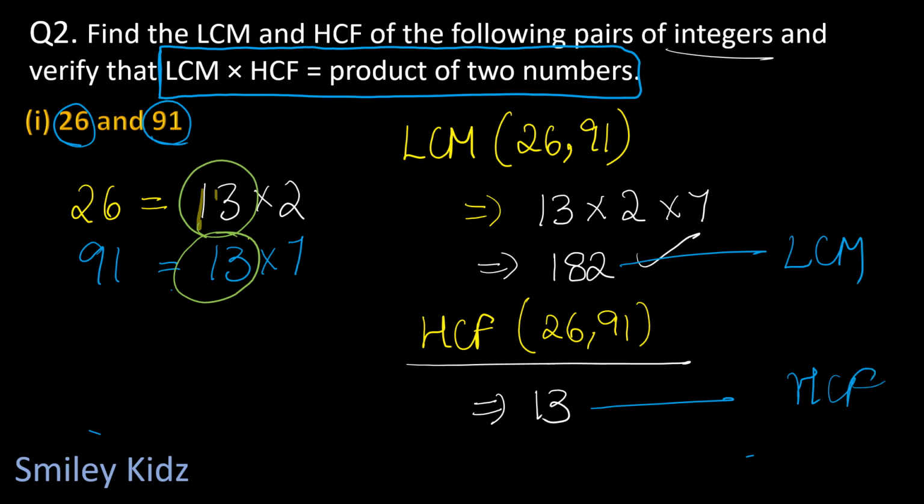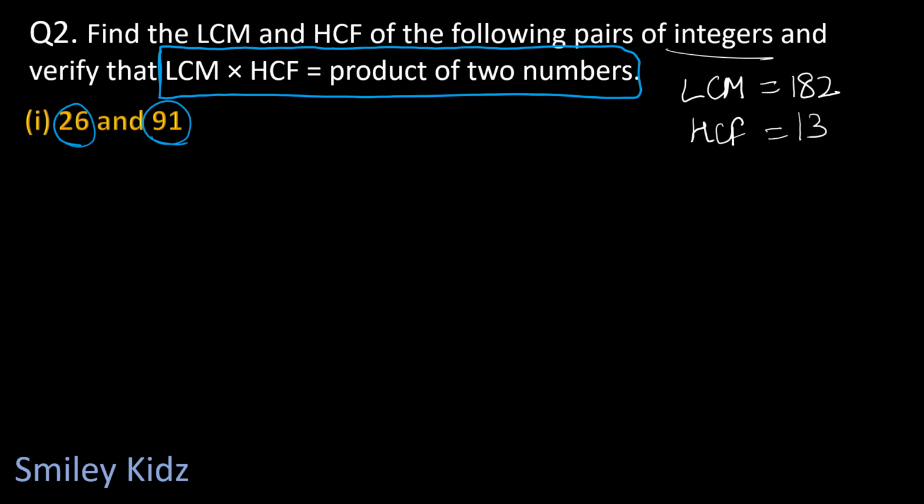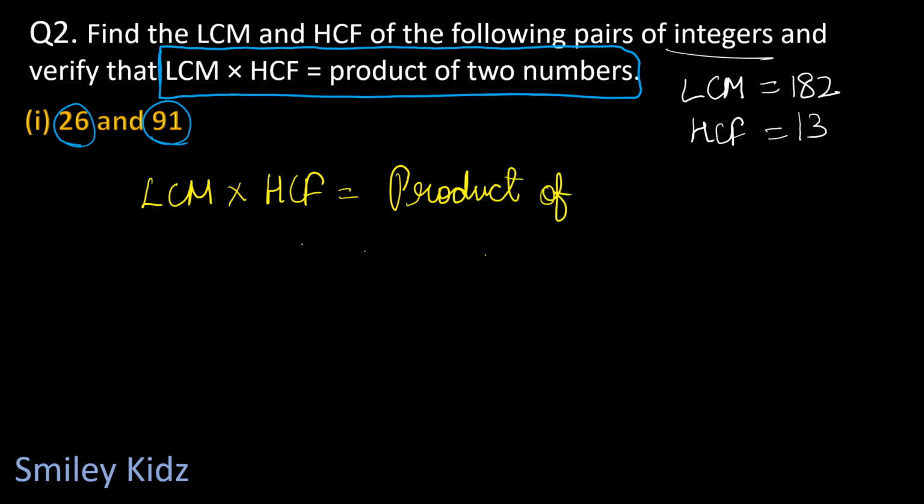Wait, what? The answer is not yet done. We have still more to do. Now record the observations. We know that LCM is what? 182. And what is HCF? It is 13, isn't it? Now we're going to verify that LCM into HCF is equal to product of two numbers. Right. Now LCM into HCF is equal to product of two numbers.